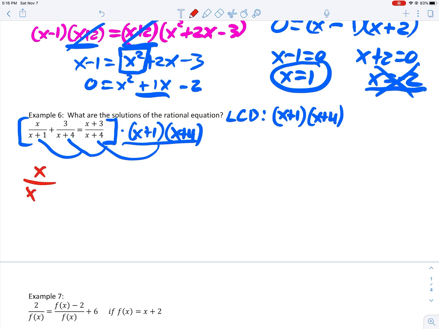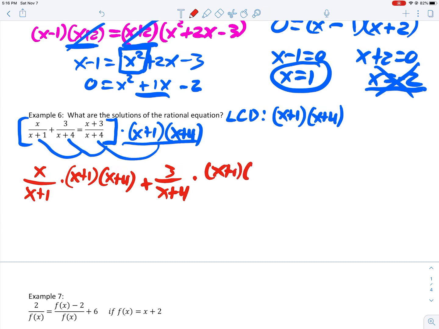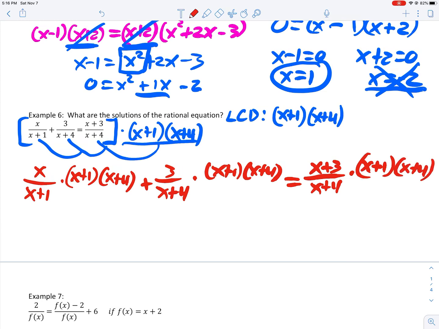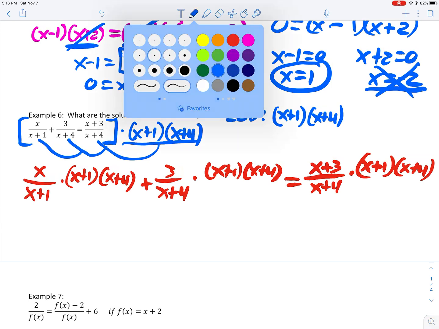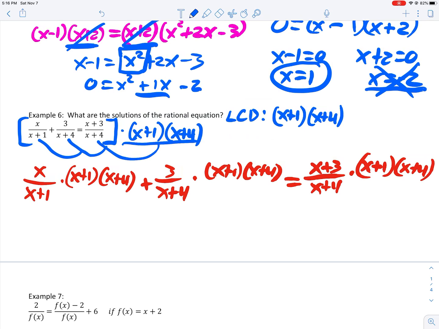So it's x times x plus 1 times x plus 1, x plus 4, plus 3 over x plus 4 times x plus 1, x plus 4 equals x plus 3 over x plus 4 times x plus 1, x plus 4. I'm hoping that we can visually start to do this without having to write all this out, that you can do some of this in your head, because that way we don't have to write that big equation out every time. But for the first few times, you're going to want to do it until you can kind of do it in your head. So here, the first fraction, the x plus 1's reduced.